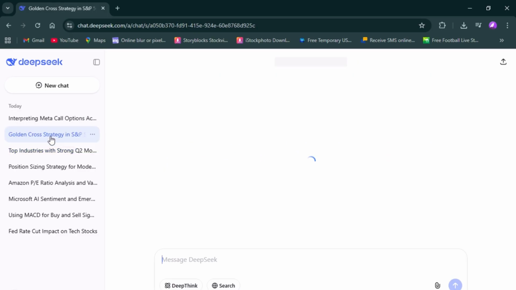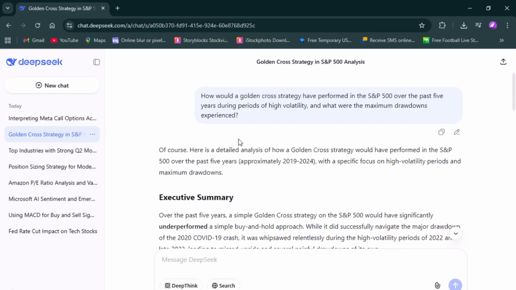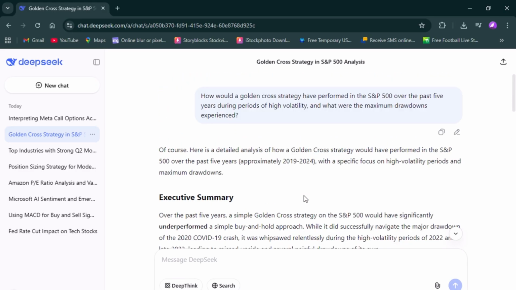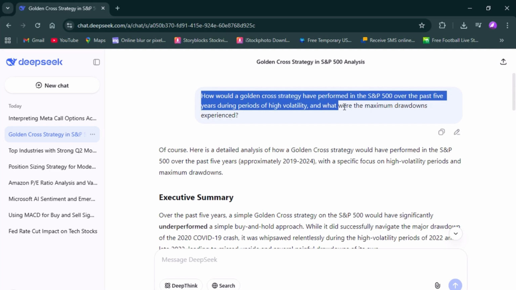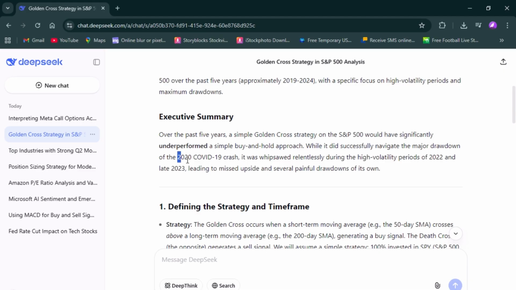You can also ask it to screen for stocks based on specific criteria that match your investment strategy and risk profile. For more advanced traders, DeepSeek can even assist with backtesting strategy concepts. While it doesn't perform actual backtesting, you can describe a trading approach and ask about its historical viability. For example, how would a golden cross strategy have performed in the S&P 500 over the past 5 years during periods of high volatility? And what were the maximum drawdowns experienced? This can help you refine your strategies before applying them in live markets.